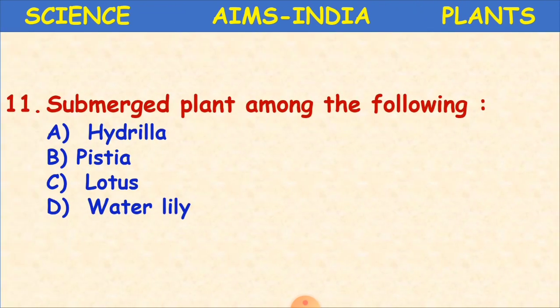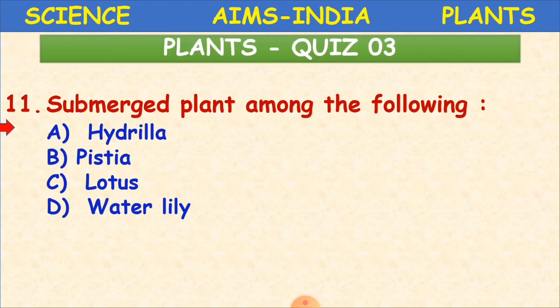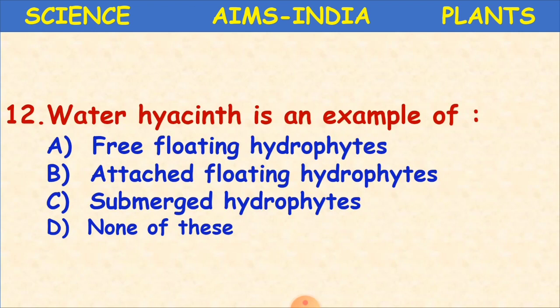Submerged plant among the following. So you have to name the submerged plant. A option is hydrilla, B option is pistia, C is lotus, D is water lily. Children, submerged means inside the water, merged with the water. So what will be the answer now? The correct answer is hydrilla, an underwater plant. Clear? Okay. The last question for today.